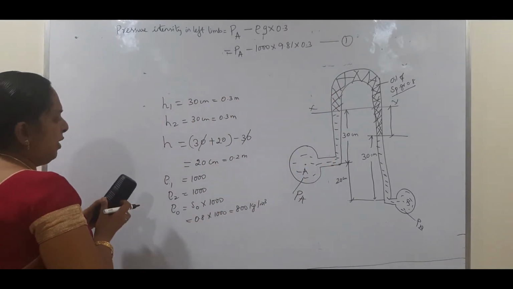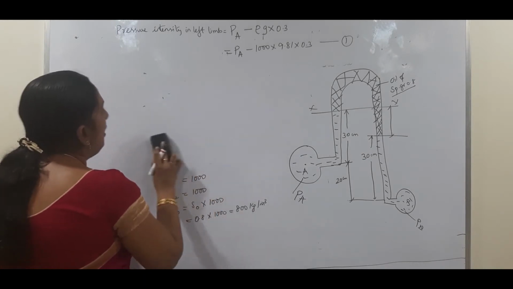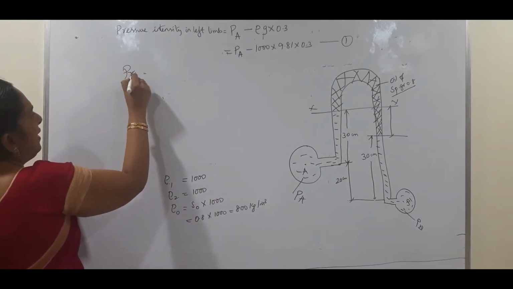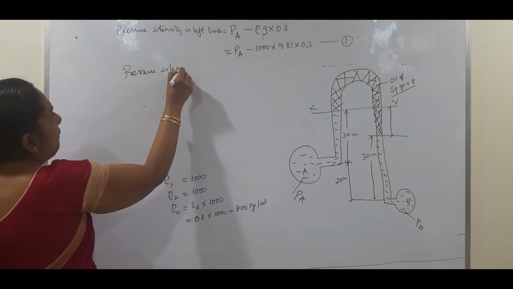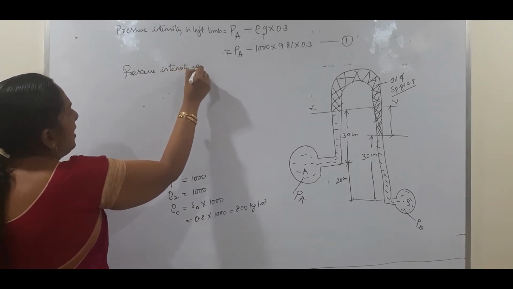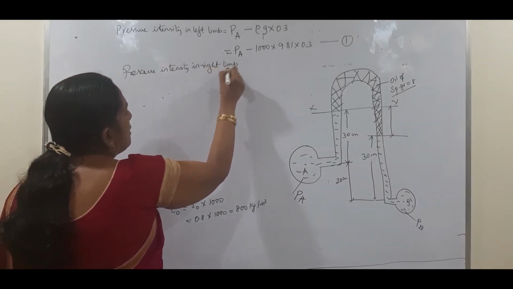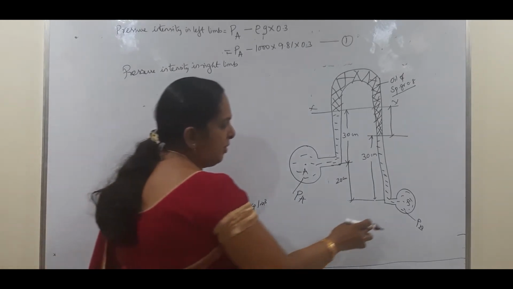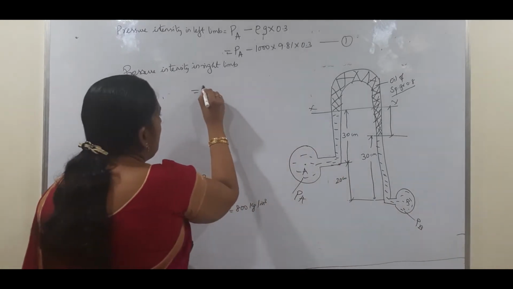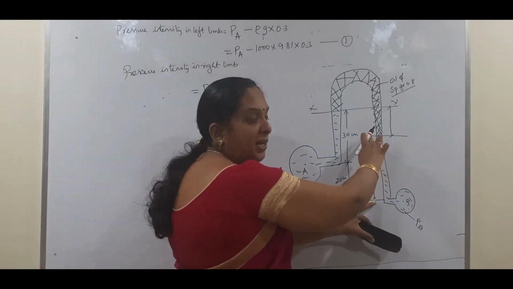Now we are going to find equation number 2, that is the pressure intensity in the right limb. What is the equation we get here? We have three different things here. One is the pressure of this pipe, PB, let it be here, minus the pressure of this liquid for the height of 30 centimeters.